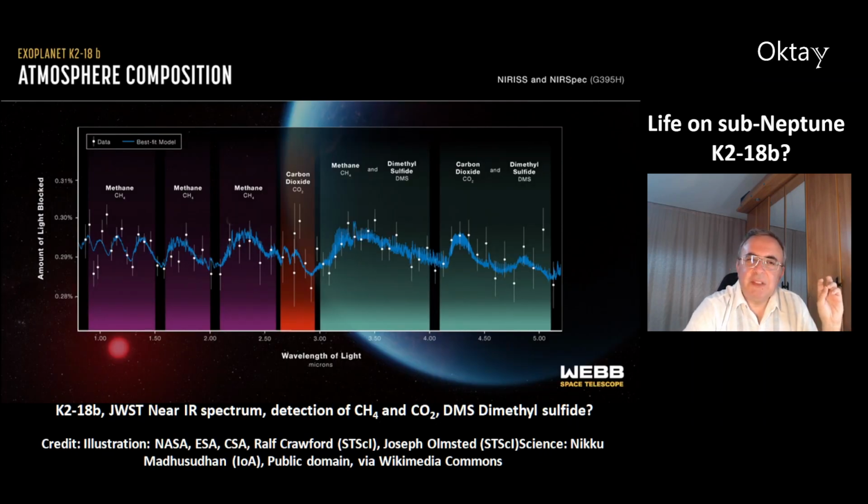This is a near-infrared spectrum of the James Webb Space Telescope of the planet K2-18b. You can see the signals of methane here, and carbon dioxide. And there are two signals that could be from the molecule DMS, which is dimethyl sulfide.